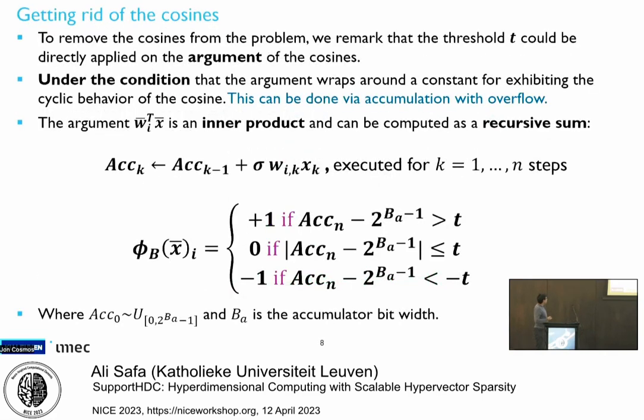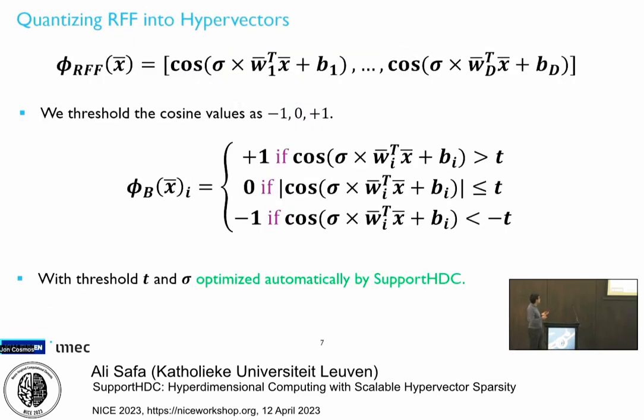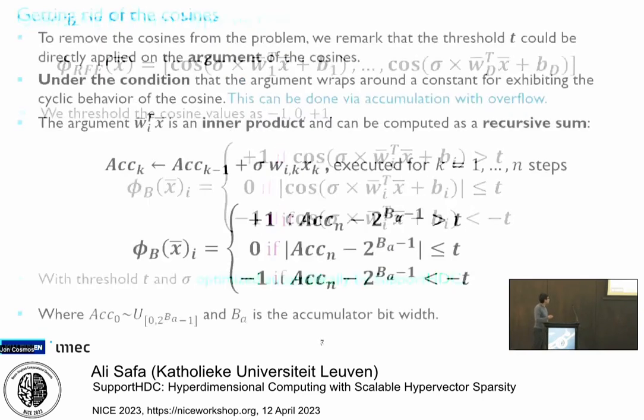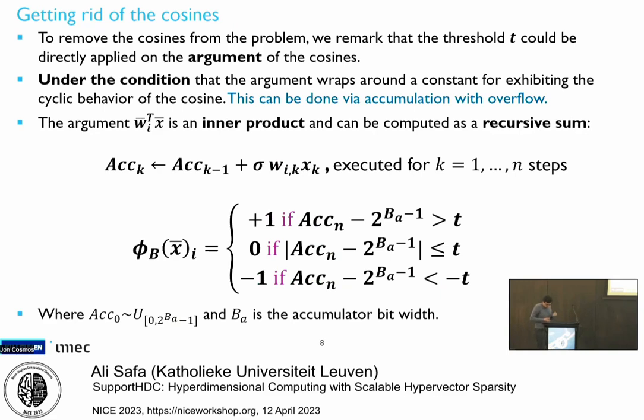After this thresholding, we still had these cosines, as you saw in the previous slide, and we don't want to compute them. So we remark that instead of applying the threshold on the result of the cosine, we can simply apply it on the argument of the cosine, under the condition that the argument also wraps around a certain constant, exhibiting the cyclic behavior of the cosine.